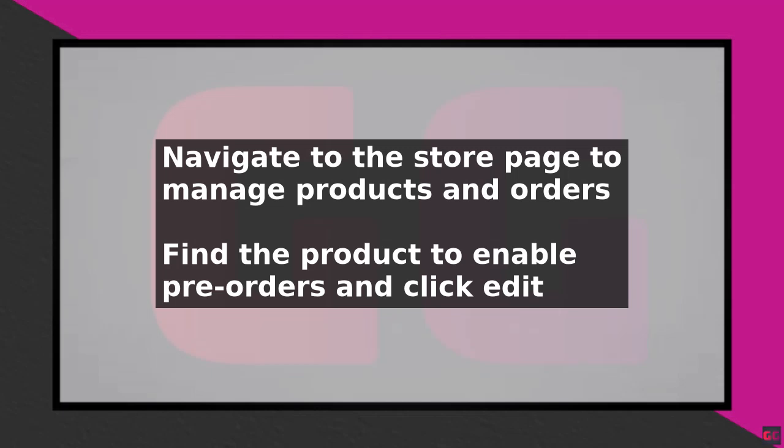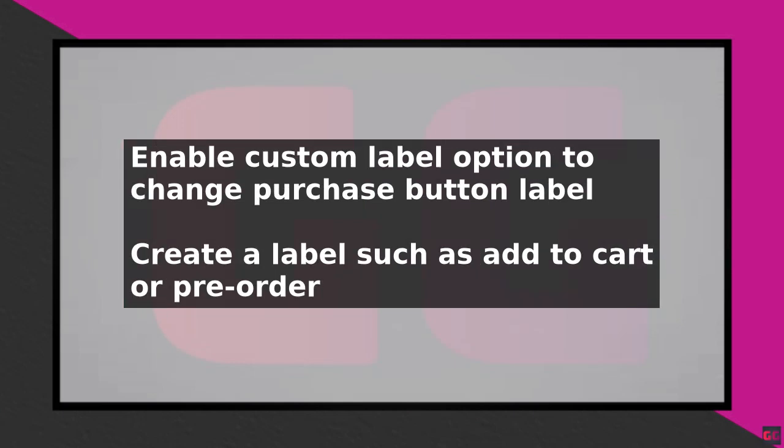Once logged in, you'll see your account name and can access the account dashboard. From there, navigate to the store page, which is where your products and orders are managed. Find the product you want to enable pre-orders for. Click Edit, and you'll be taken to a page with various options, including Checkout.